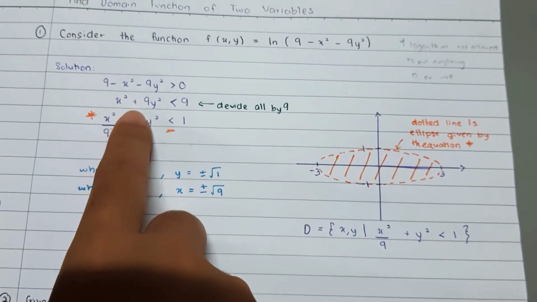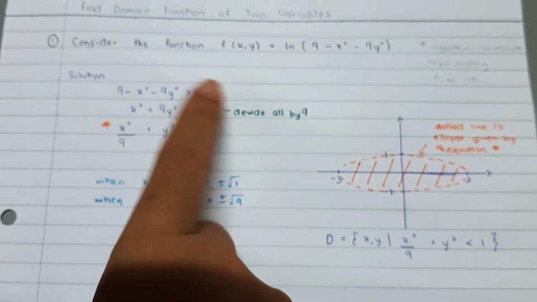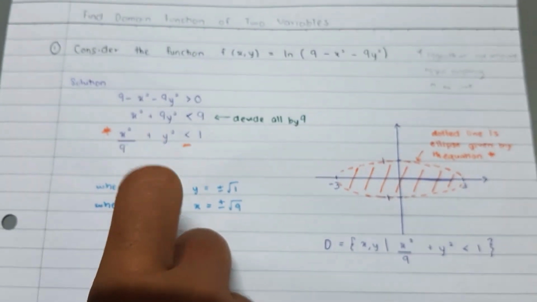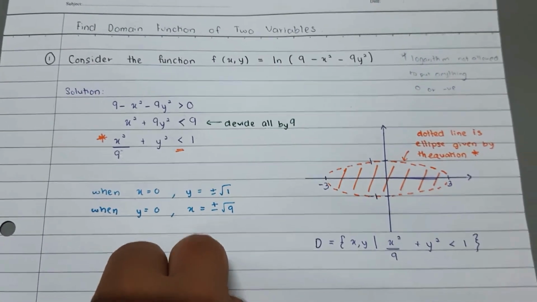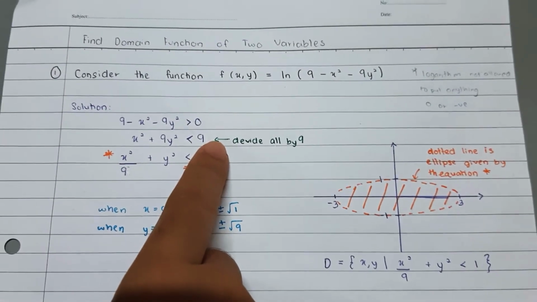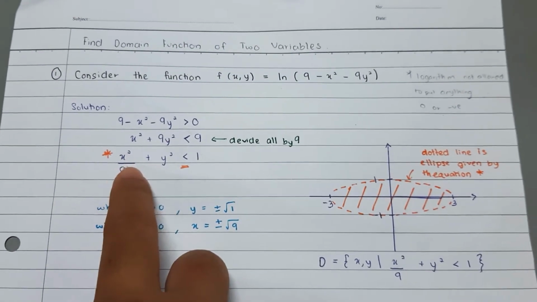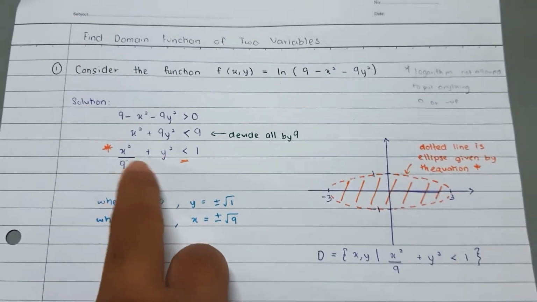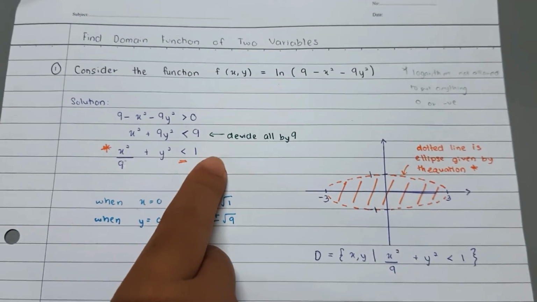So we put 9 to the other side, so we get x squared plus 9y squared is less than 9. So we divide all by 9, so we get x squared over 9 plus y squared less than 1.